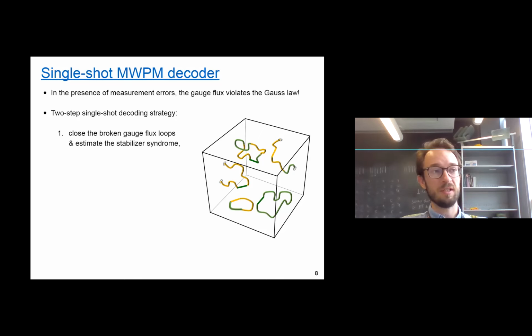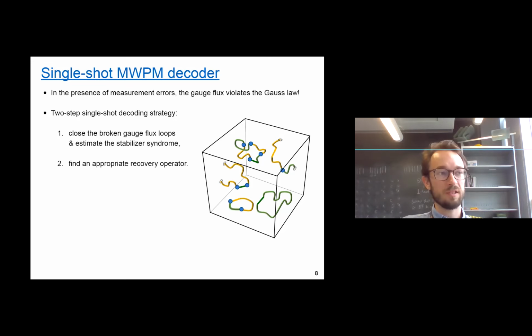You see, we've closed this loop here, and here and here and here, and now we can estimate what the stabilizer syndrome is, because it's exactly where these loops change color. Here I'm also showing that in this model with boundaries, the loops don't have to be closed; they can terminate on the boundaries, but in the bulk they have to be closed. That's very similar to, for example, the 2D toric code.